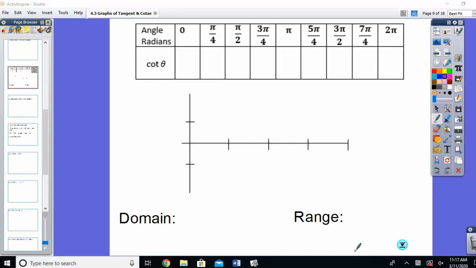Graphing cotangent. I am going to modify this just a touch from what's on your table. I think I might just go to pi, and I think that'll give us enough of what our graph looks like. Unless you want me to go all the way to 2 pi, I'm happy to.